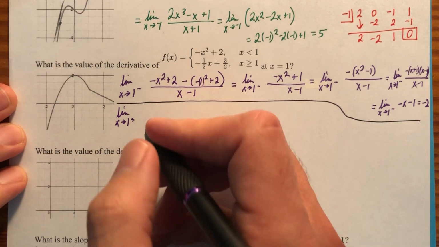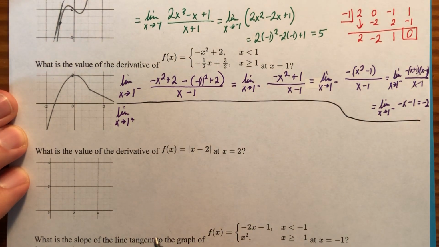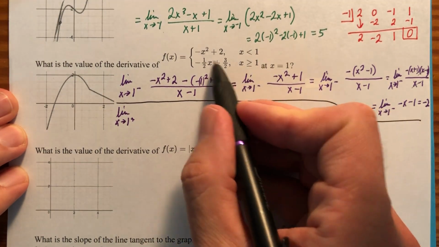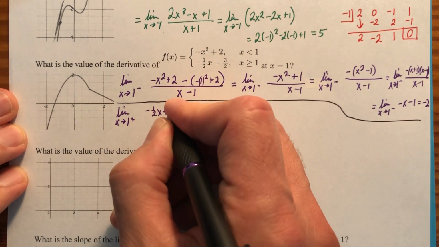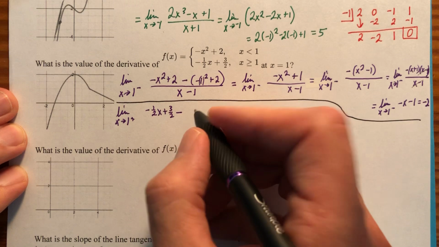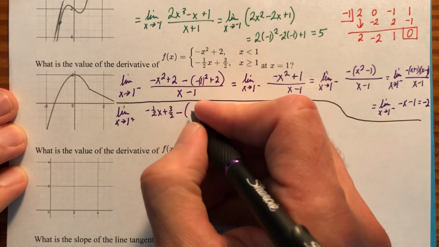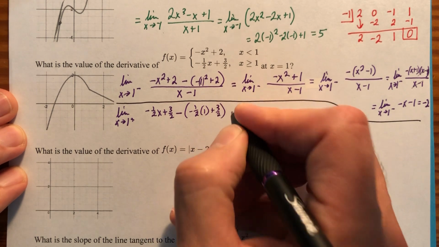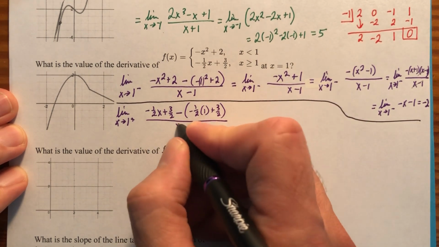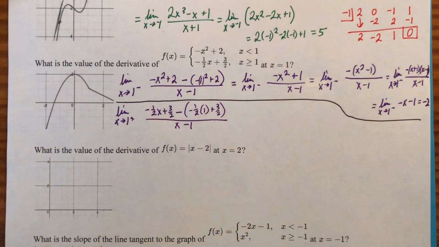There we go. We're approaching 1 from the right. Now, when we approach 1 from the right, we're going to use this piece of the piecewise function. So negative 1/2 x plus 3/2 minus, and then we're going to plug a 1 in, and that gives me negative 1/2 times 1 plus 3/2, all that divided by x minus 1. Again, plugging in a 1 for x at this point is wrong.